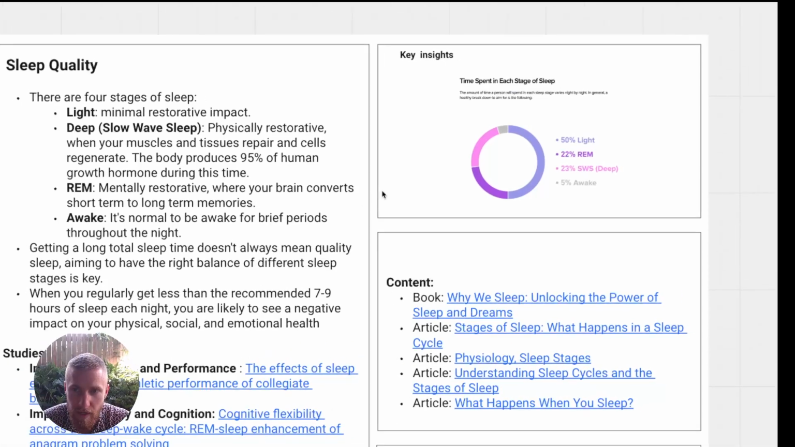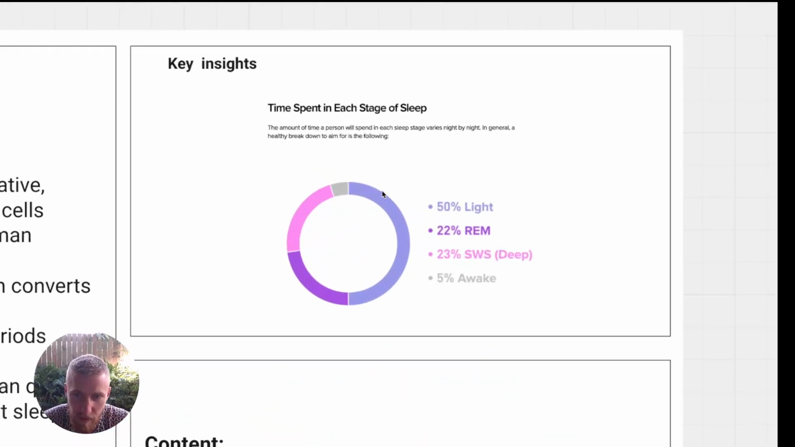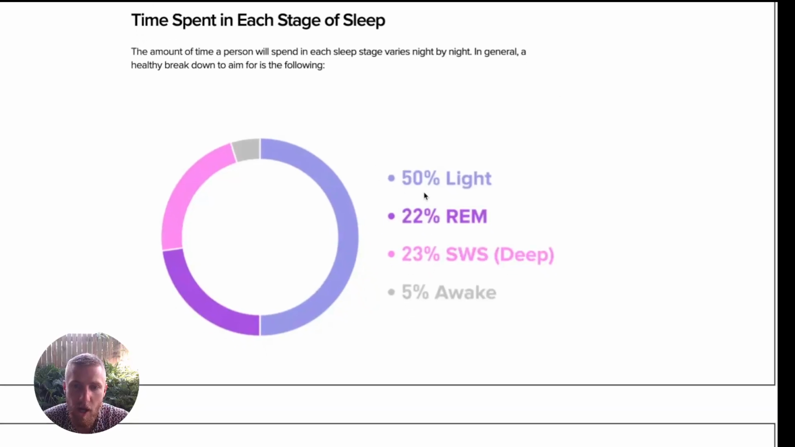A good average to aim for is highlighted in this chart. So around 50% light sleep, 22% REM, 23% deep, and then a little bit of wakefulness. There is a lot of research that's been done on people's sleep quality, and everyone's a little bit different and not exactly on these percentages, but this is a good average to aim for. And there's a couple of red flags that you can look out for based on this.